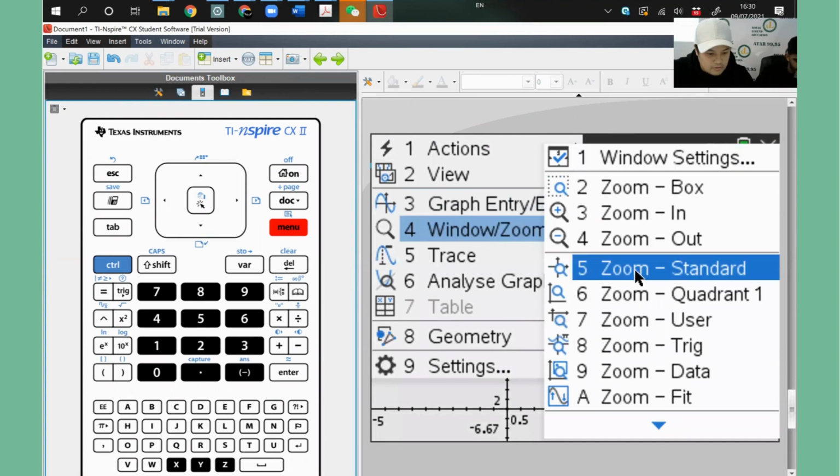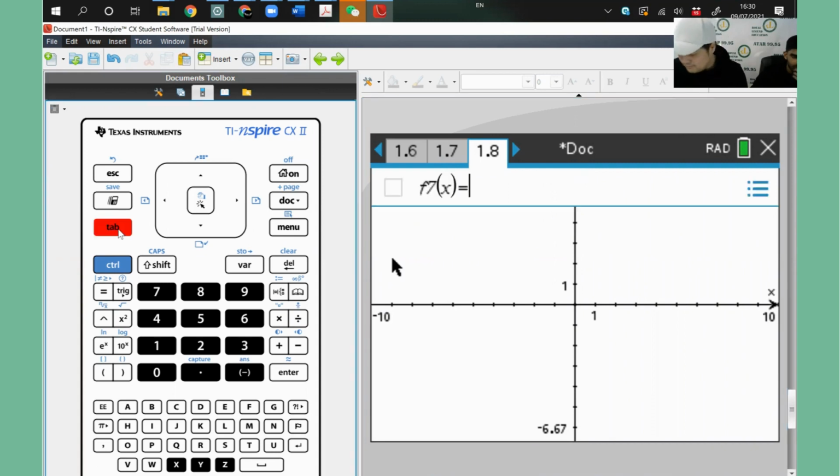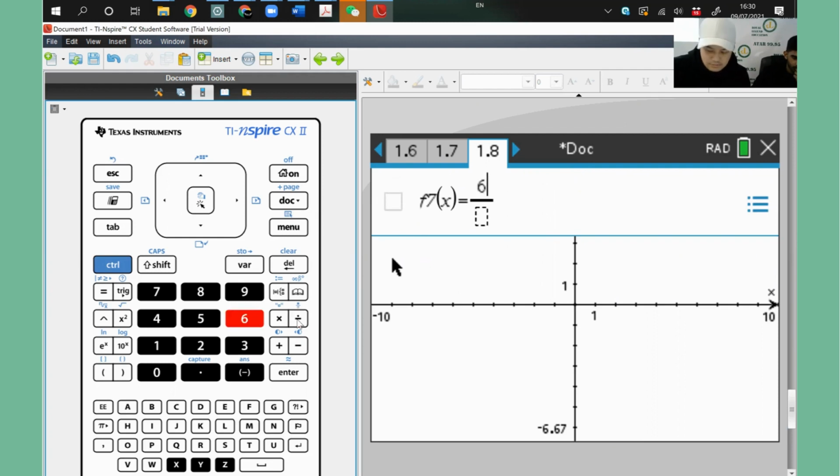Menu 4, 5. Zoom standard. Go back to the original. Okay, I can grab it. So tag graph, 6 minus 3. Yeah, sorry, fraction. Fraction, control equal sign, 6 minus 3x divided by 7.